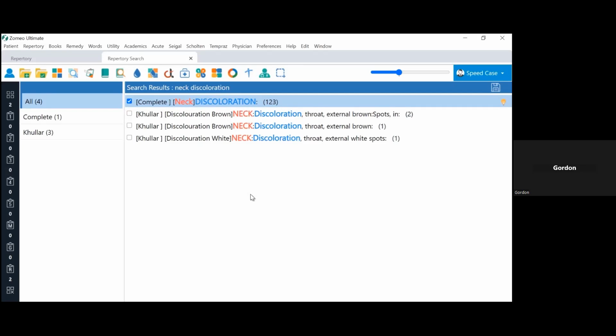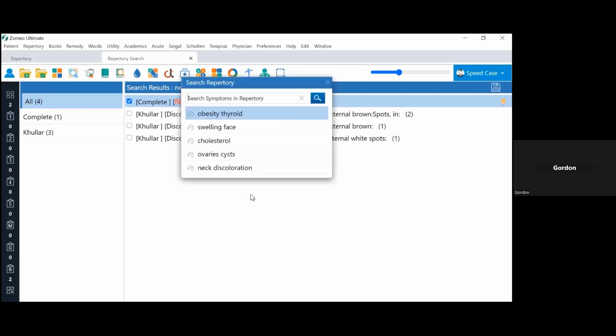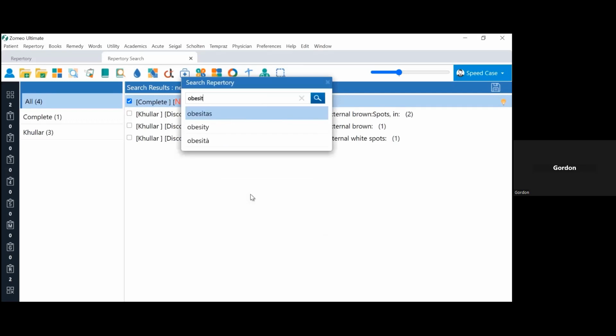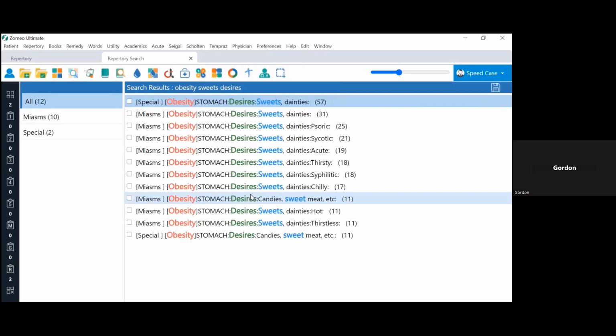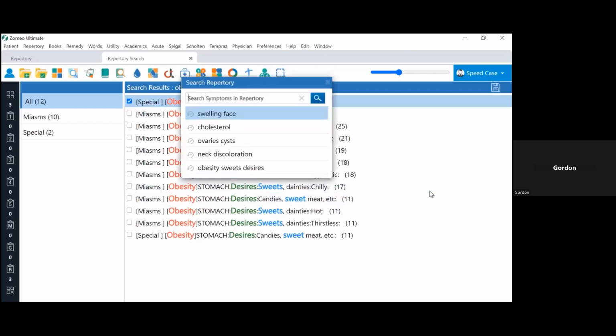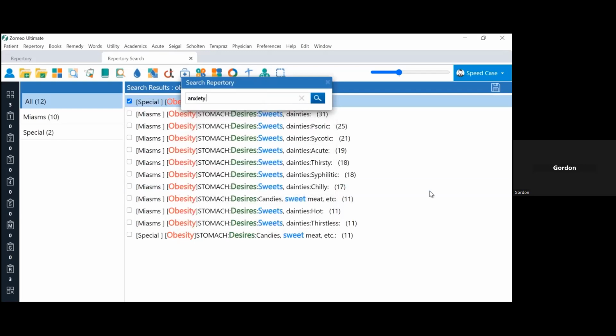Then we have weight gain, and in combination with that weight gain, a desire for sweets. So we combine that as one symptom, again a Control S, and I put in obesity, sweets, desire. And here I get 12 results, out of which I again select the first result. My final symptom, because she has gone to a lot of doctors and she's very worried about her health and what would be the complications and consequences in the future, I took the symptom anxiety, health.